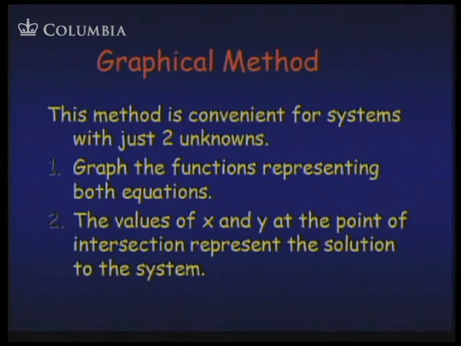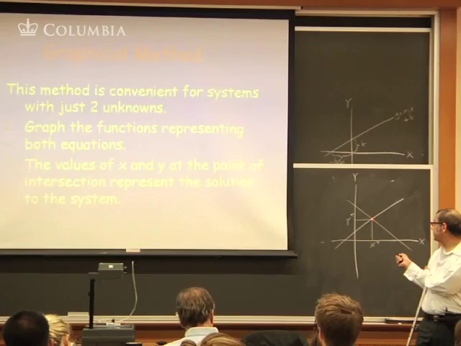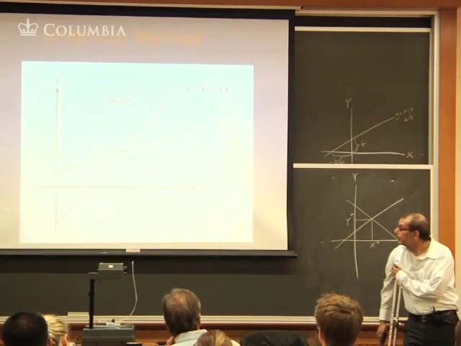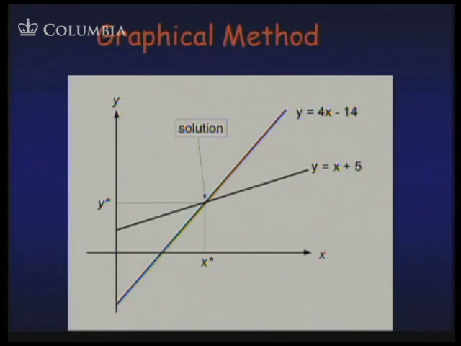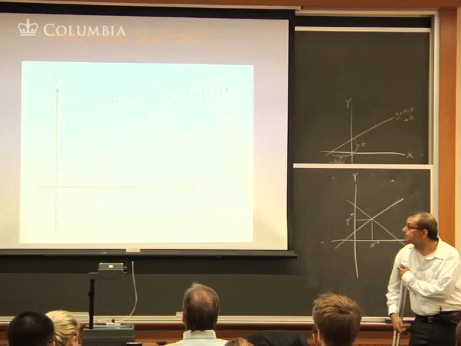The graphical method of solving works only when there are two unknowns, and therefore two equations. You simply graph the two equations the same way that we've done so far, and you look for the values of x and y where they intersect. So x star and y star, this is the point of intersection. And here is the solution for the two graphs that we just worked out in the previous section.